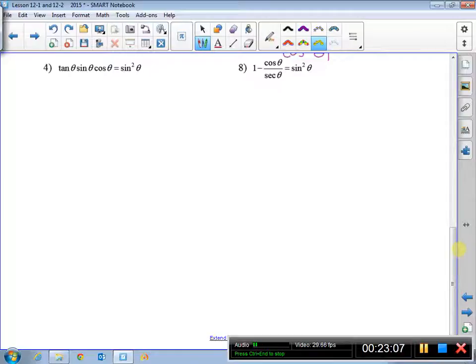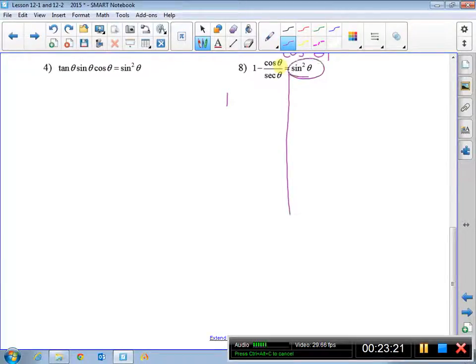All right. Let's try number 8, which has a fraction in it. So this would be good practice for working with the fractions. First, we have 1. We're going to try to get the whole thing equal to sine squared. So I'm going to work on the left because sine squared is pretty simple.